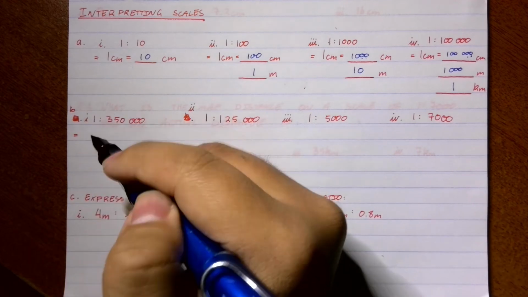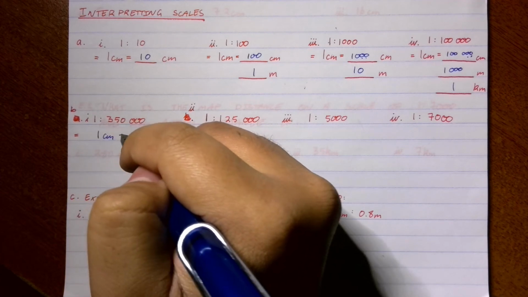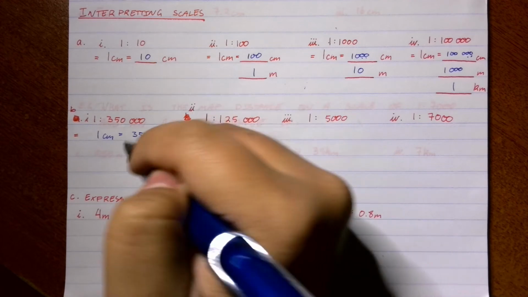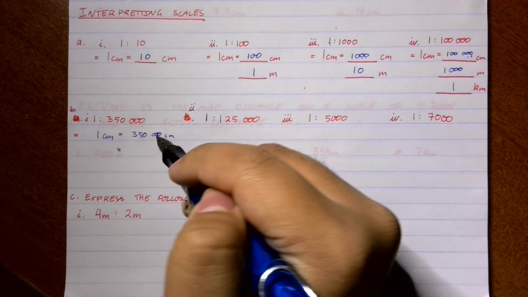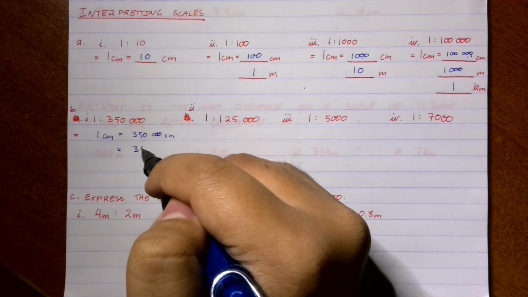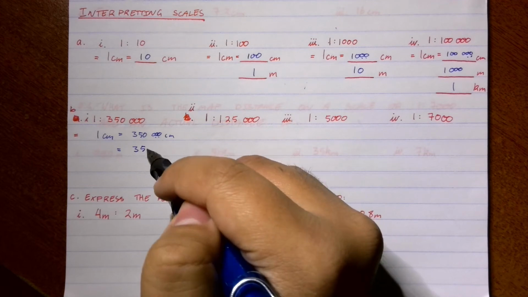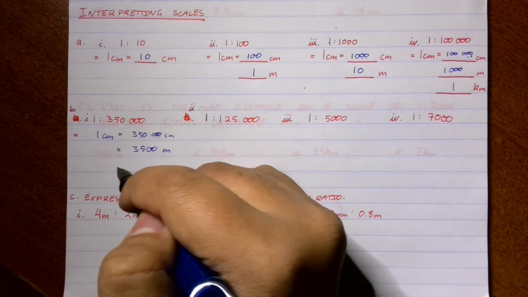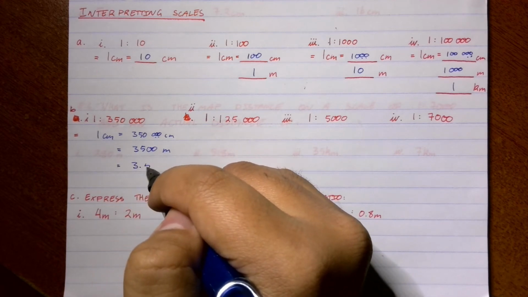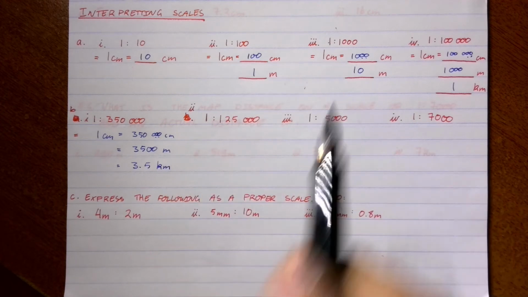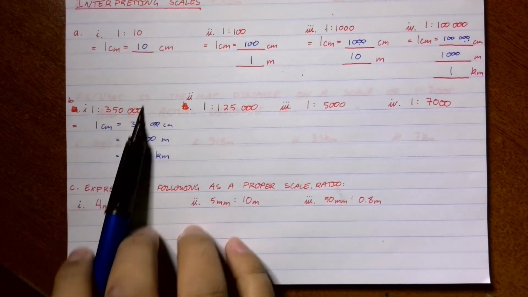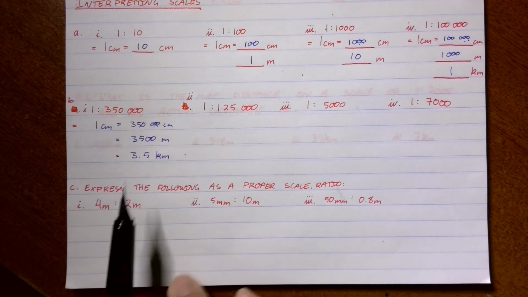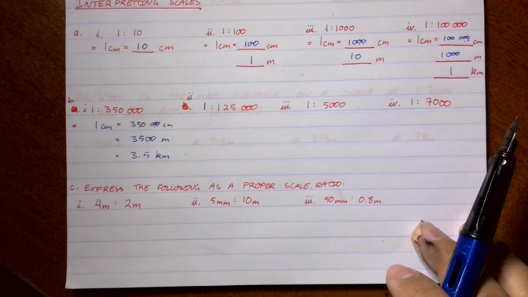We can start first by just saying that 1 centimeter is equal to 350,000 centimeters. Dividing by 100, this is 3, 5. Those two last zeros are gone, so 3,500 meters. Dividing by 1,000, this will give us 3.5 kilometers. So this means if you have a scale drawing like so, 1 centimeter in the map is equal to 3.5 kilometers. It's a very big enlargement.